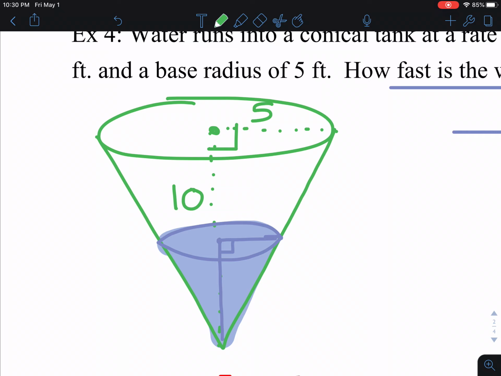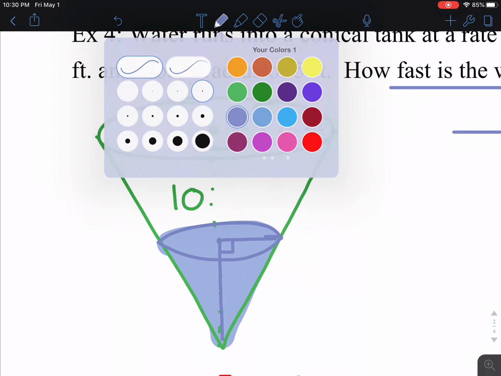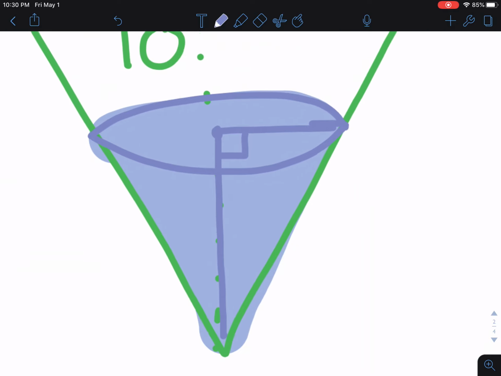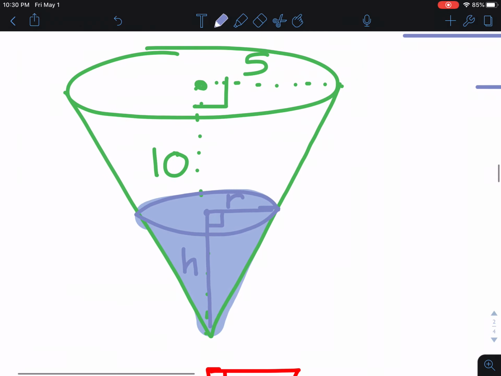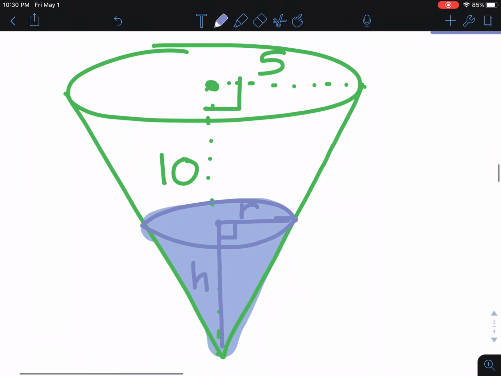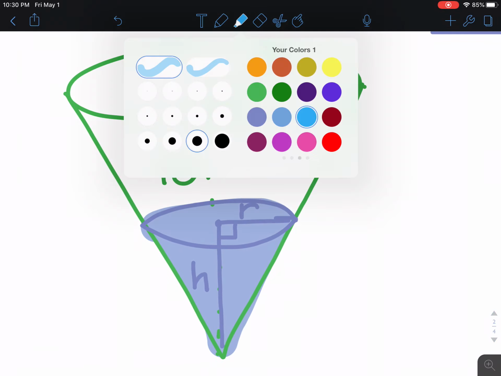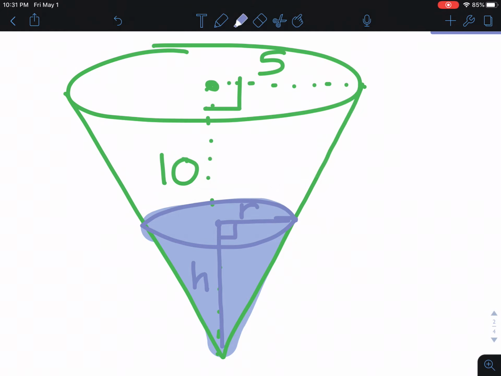And now what's going to happen is that as water gets poured into this tank, the cone of water is the cone that is changing. So I'm going to label the cone of water to have an H and an R, because those two are not constant as more water comes into this.